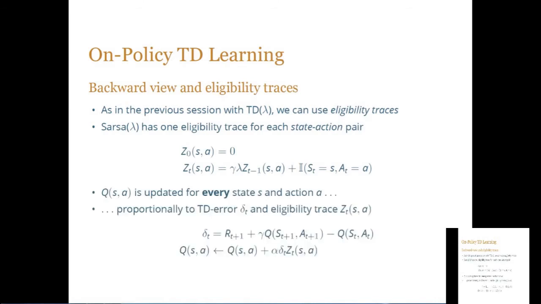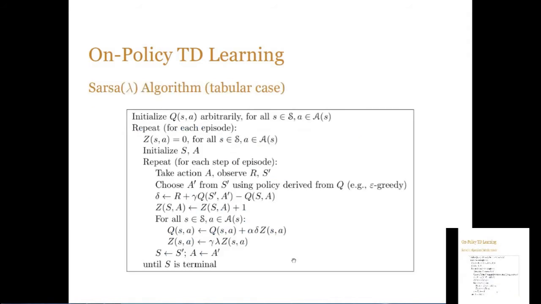So is this clear? More or less. This is again our TD error, which is the same as before, but here we weight this TD error by Z, which is the eligibility trace. So this is Sarsa lambda, which is a generalization of the Sarsa algorithm that you saw before. And in this case, it works with traces.